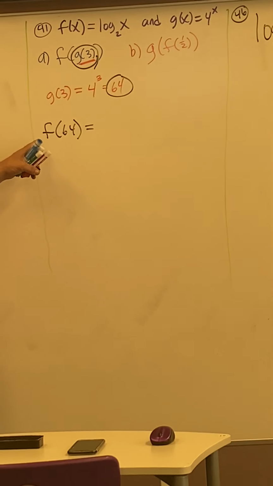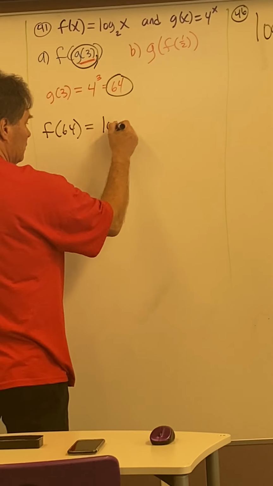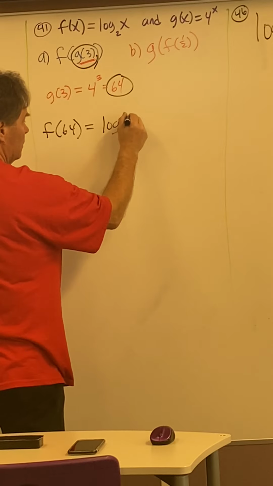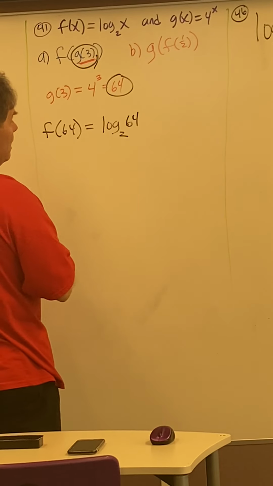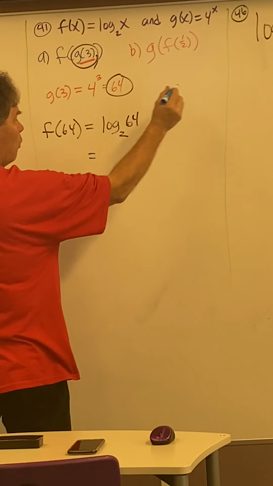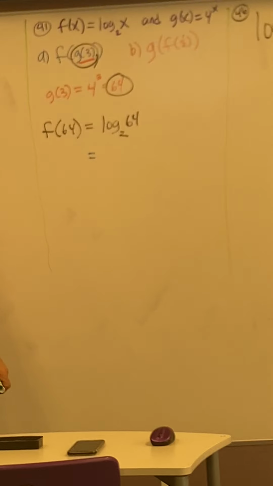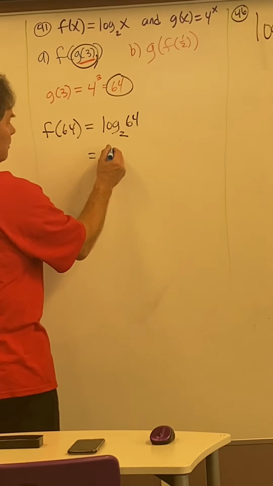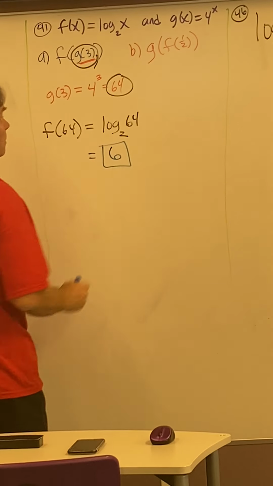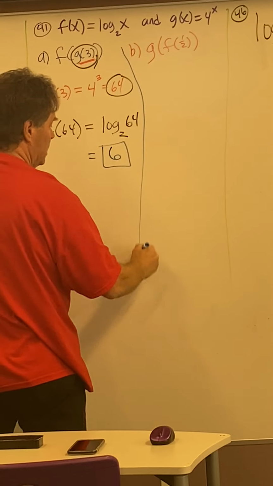What does f of 64 mean? It means I go to the function f, wherever I see an x, I replace it with 64. So it's log base 2 of 64. Now, what does that mean? That means 2 to what power gives you 64? Well, 2 to the 5th is 32. This is double 32, so it's 2 to the 6th power, so 6 would be the answer there. That's part A.